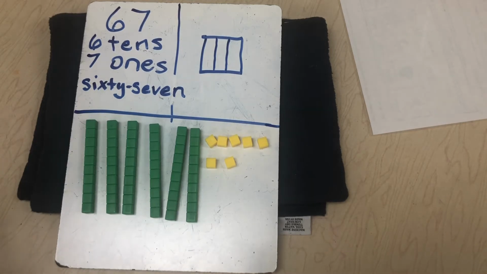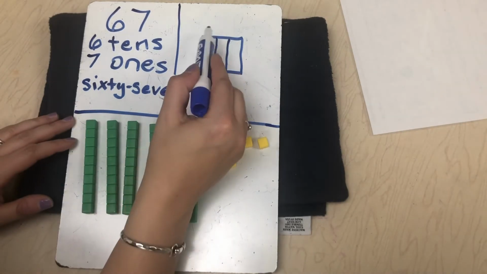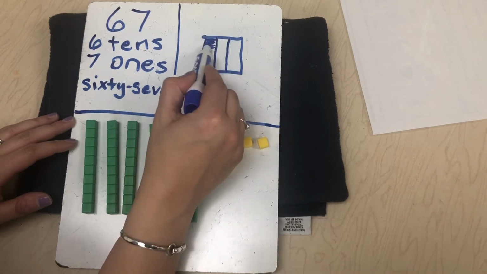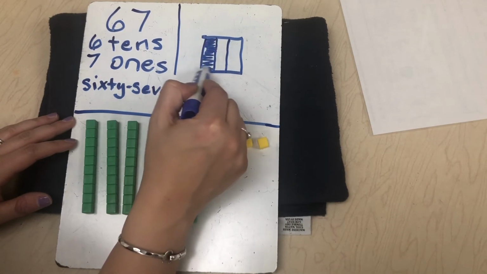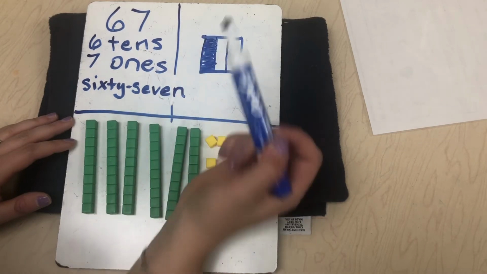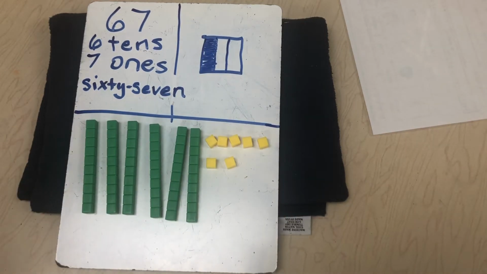Okay, now we are going to shade in 1. So join me in shading in 1 of our squares. Okay, without me saying anything, what do you think our fraction is going to be?